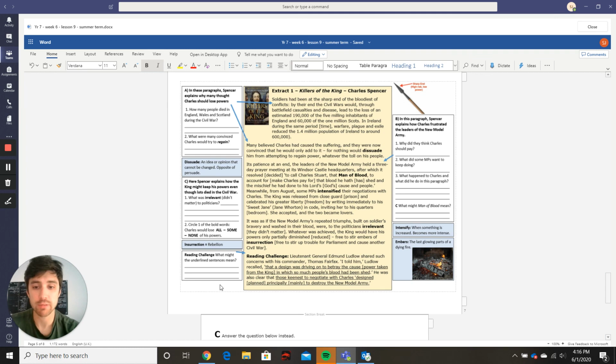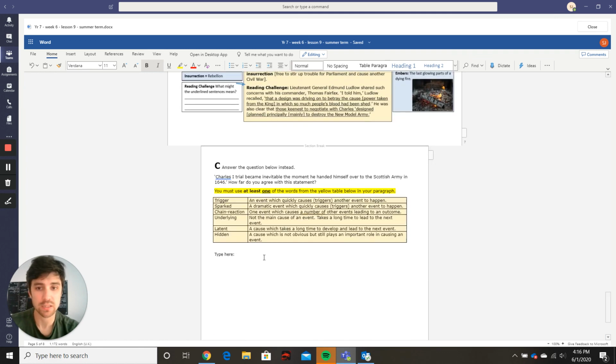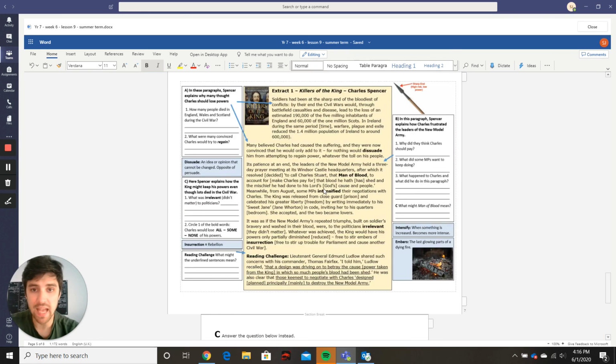If you finish the reading, there's also a challenge task for you to do to write a paragraph to answer this question on the next page. But that's the end of this lesson. This task should take you about 10 to 15 minutes, and then you are done.